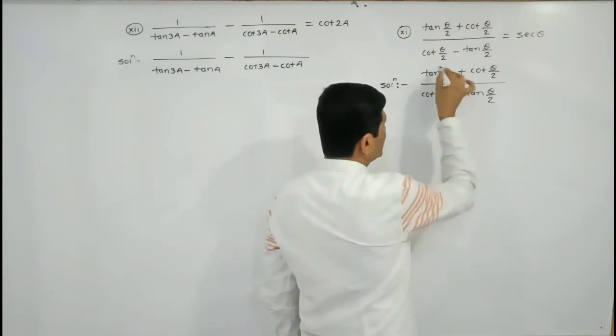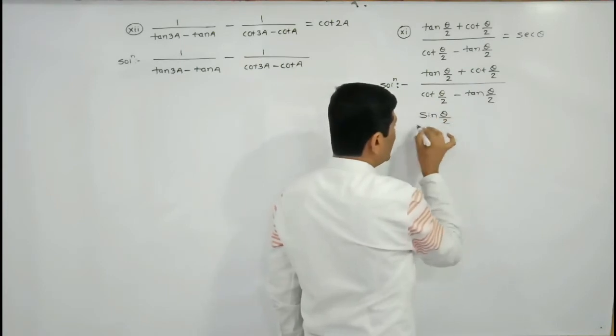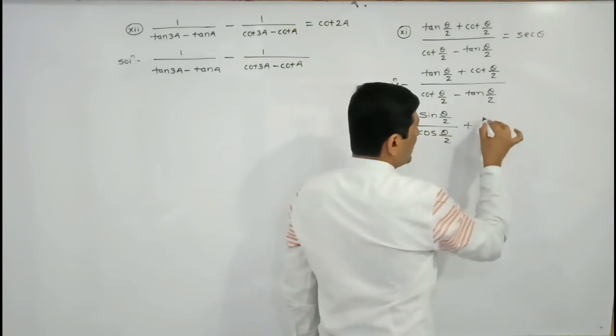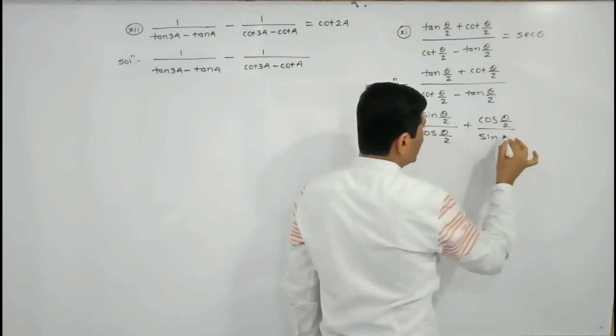So which is equal to tan. Tan can be written as sin theta by 2 divided by cos theta by 2. Plus again cot can be replaced by cos theta by 2 divided by sin theta by 2.